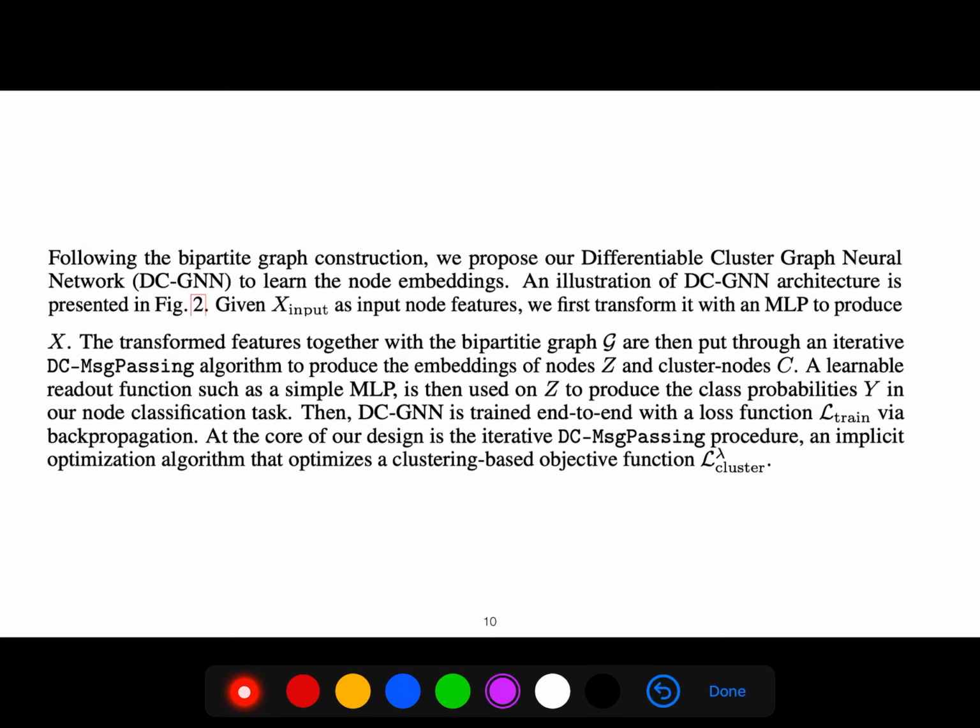So we propose our method to learn the node embedding. The transformed features, together with the bipartite graph, are then put through an iterative process to produce the embedding of nodes and cluster nodes. A learnable readout function such as a simple MLP is then used on Z to produce the class probabilities in our node classification task.